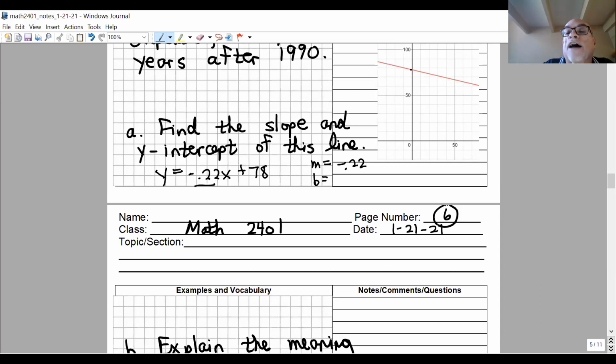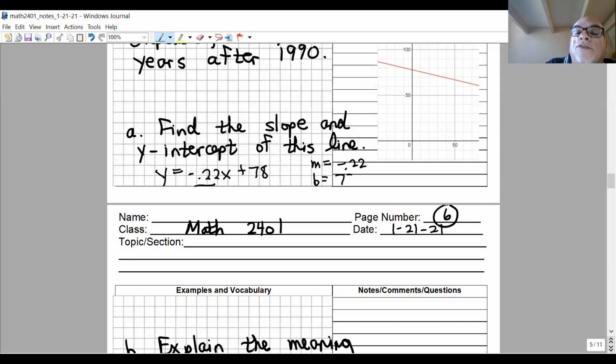You can see it there on the graph, but what is that value there where that line crosses the y-axis? What is that exactly? You can't read it off the graph very well, but we can see it from the equation. It's going to be what? 78. Exactly. Perfect.